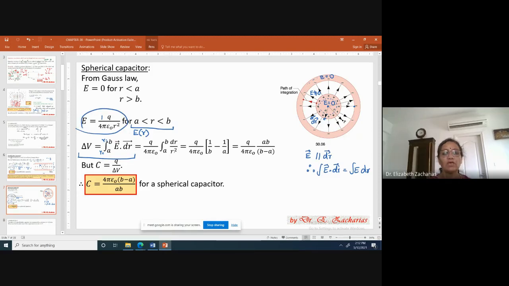Substitute for E. I find that Q by 4 pi epsilon naught is a constant. I can take it out and do the integration of integral dr by r square within the limits A to B. So when I do this, I get Q by 4 pi epsilon naught, 1 by B minus 1 by A. Upper limit minus lower limit. So 1 by B minus 1 by A.